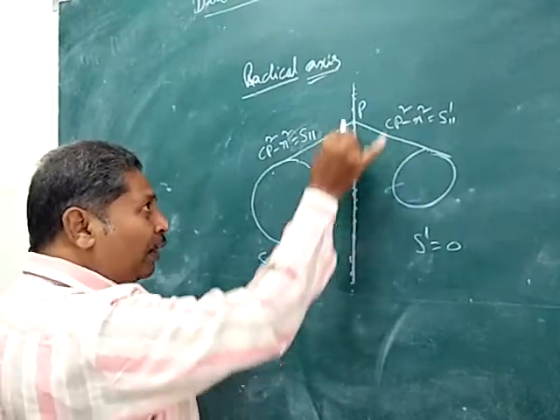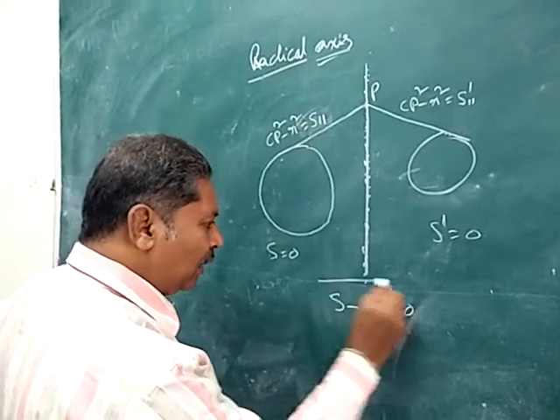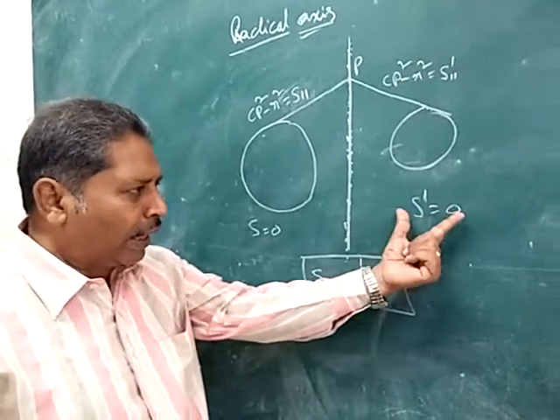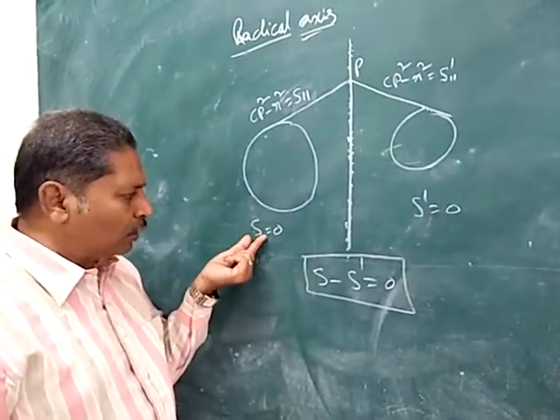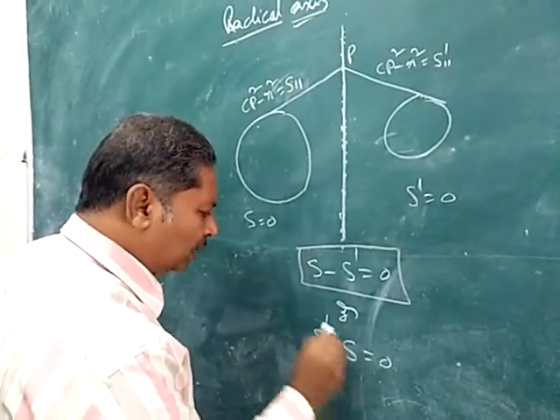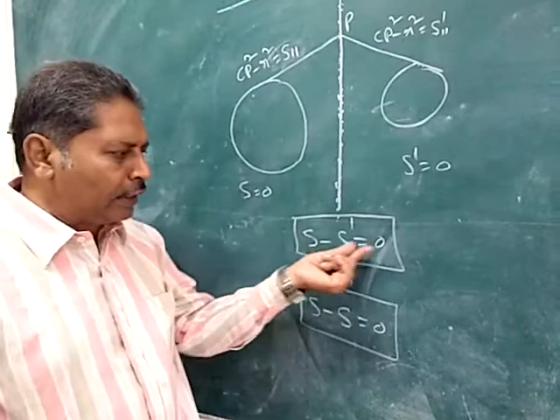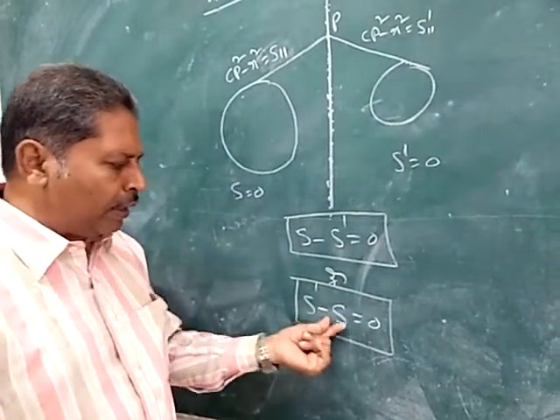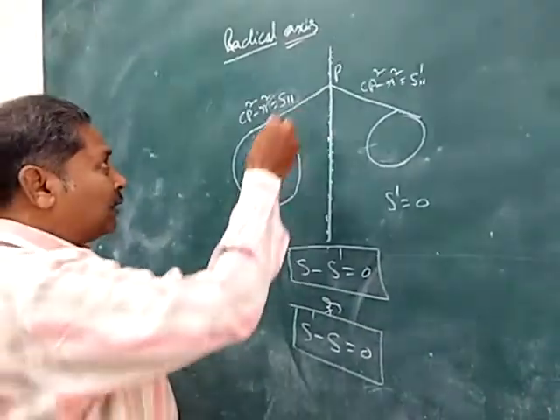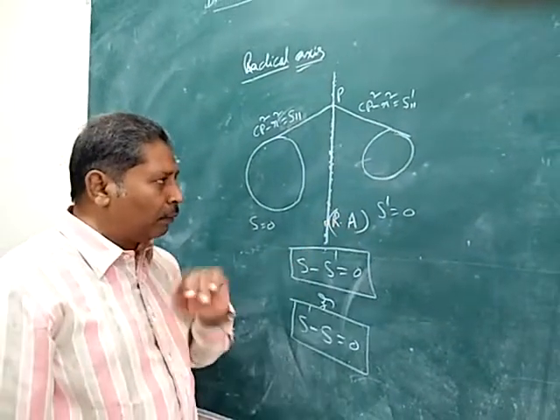Next, the equation of this radical axis is S minus S dash equals 0. That means subtract the second circle equation from the first circle equation, or S dash minus S equals 0. Both are equal. So this is the equation of the radical axis. Simply we denote this radical axis as RA.